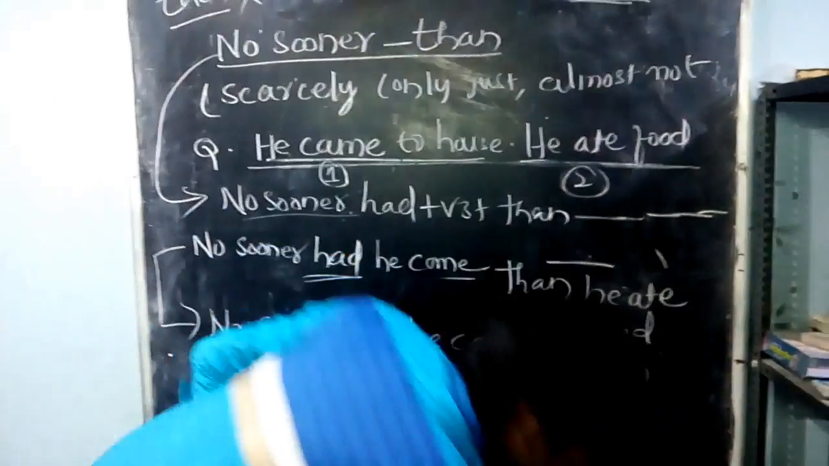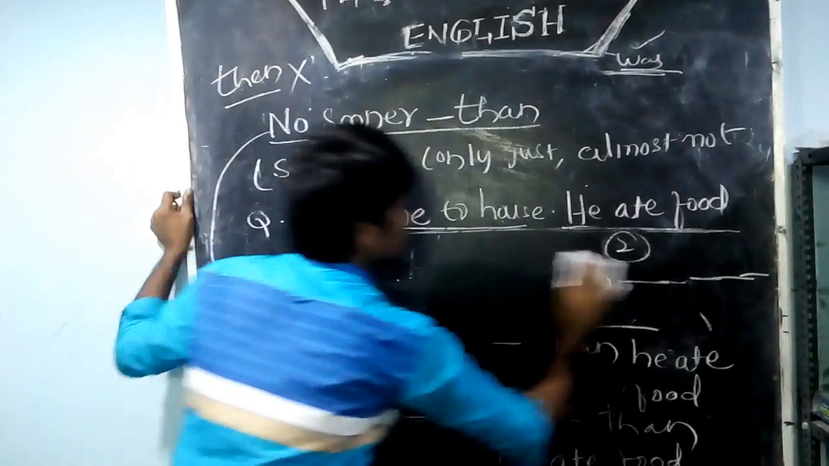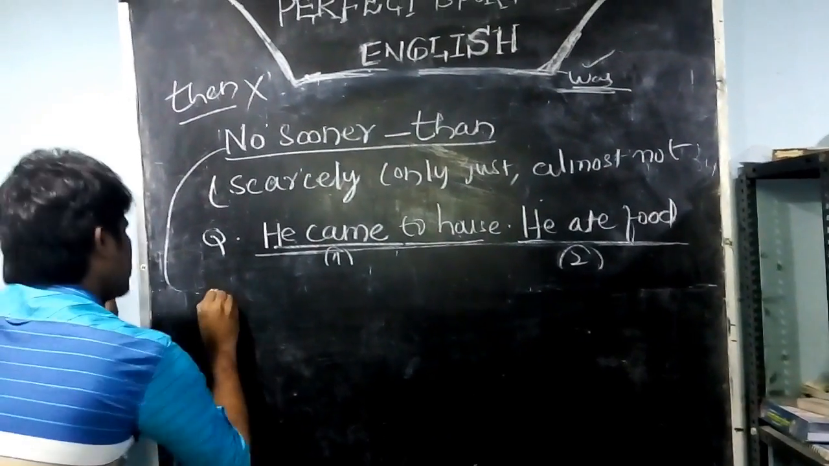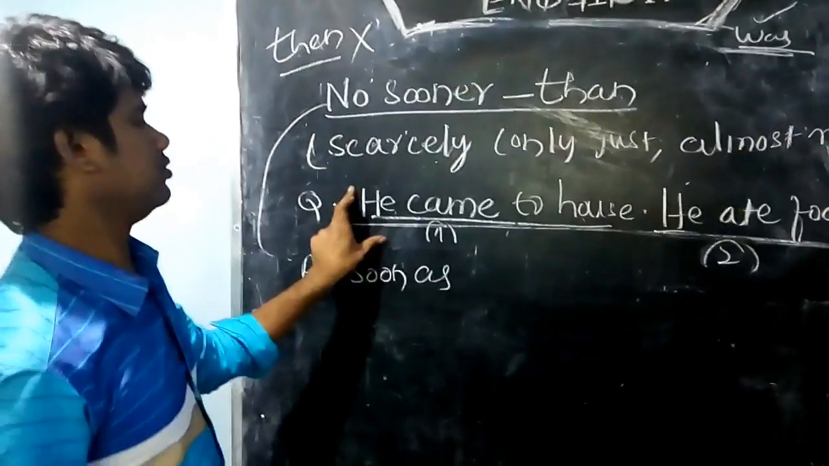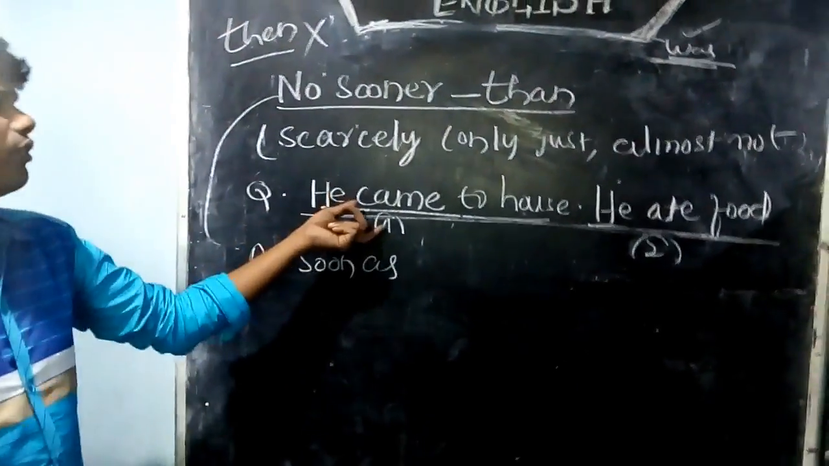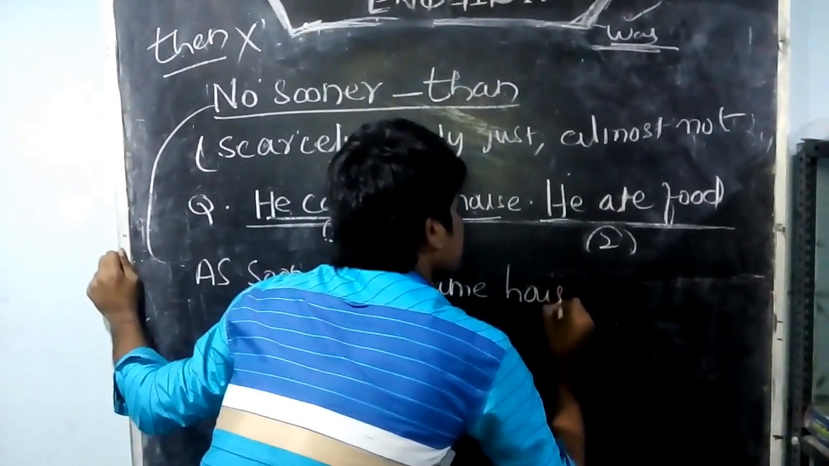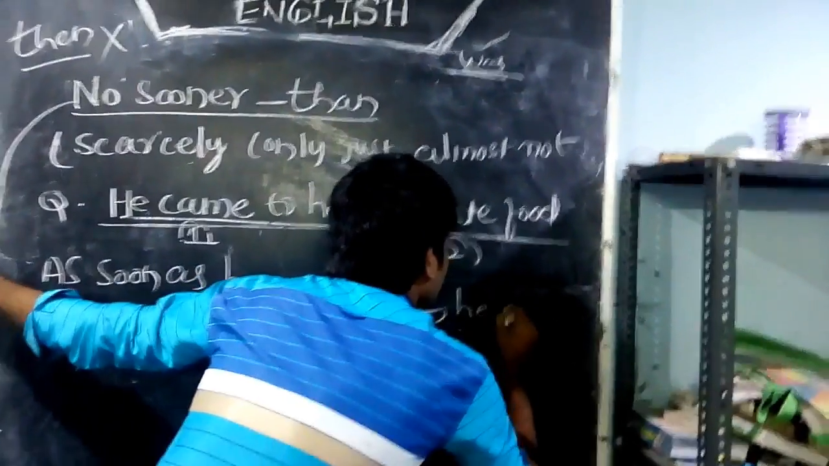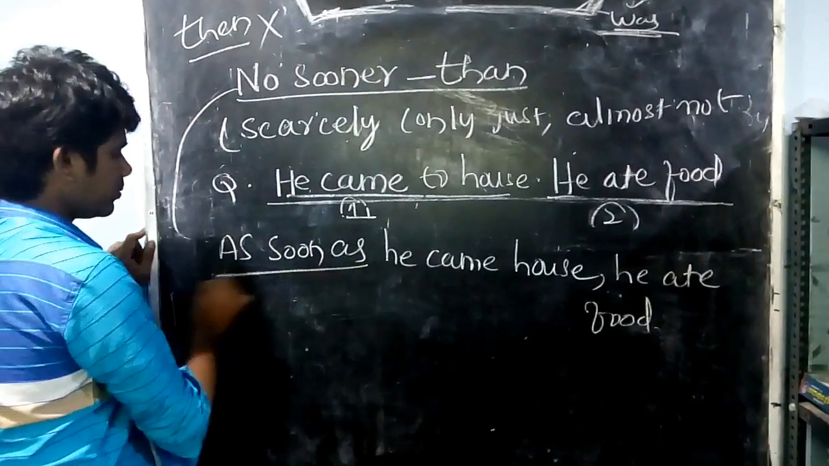Now let's come to the point. Same sentence, let's use as soon as. We have to use as soon as before the first completed action. As soon as he came to house, he ate food.